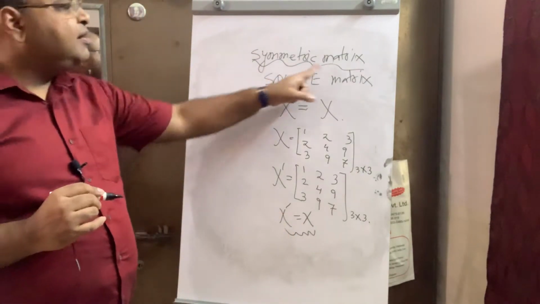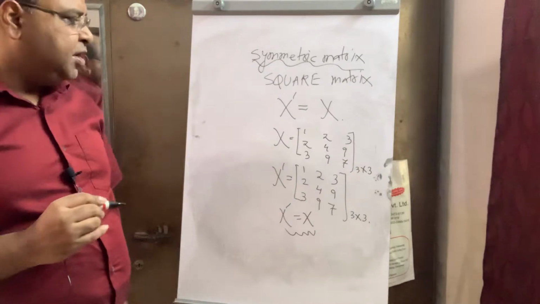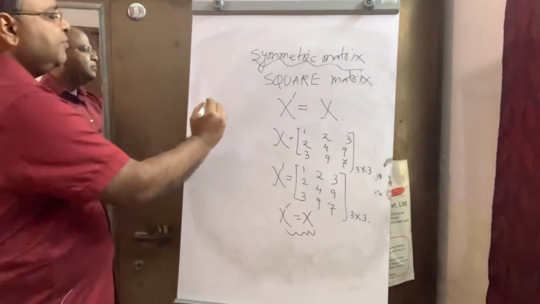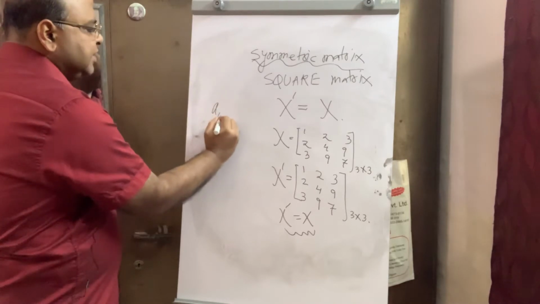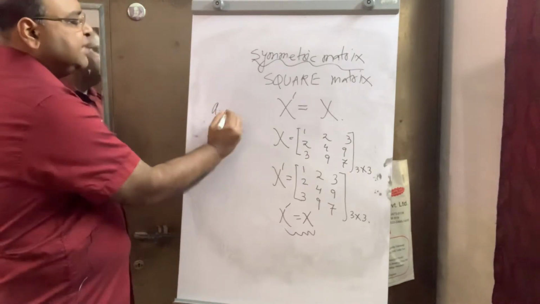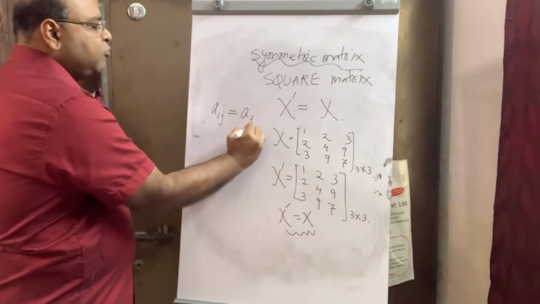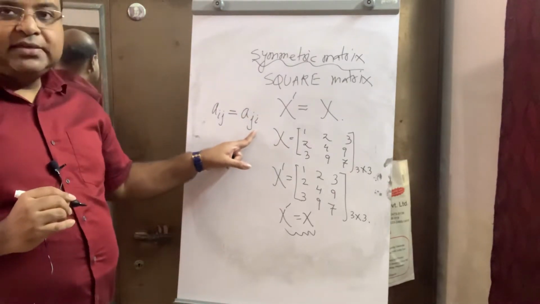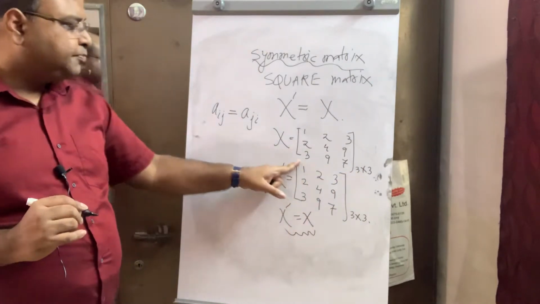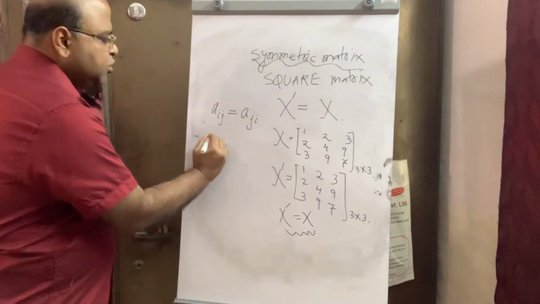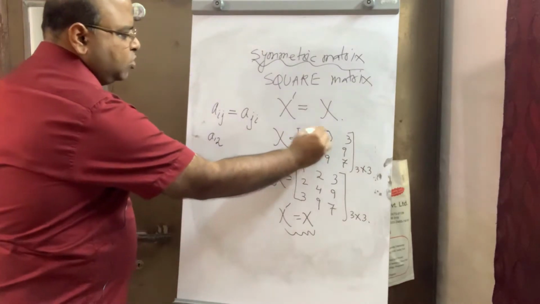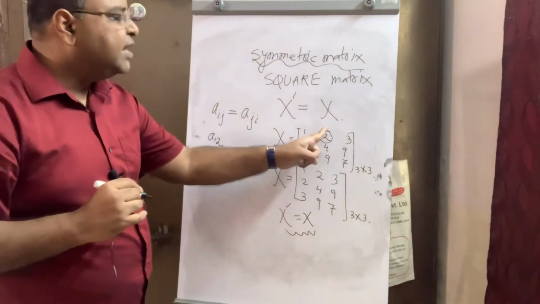And for such a symmetric matrix, we have a very important property about the positioning coordinate of these elements, that is given by Aij, the element belonging to the ith row and jth column, shall always be equal to Aji, the element belonging to the jth row and ith column. As you can see the symmetry here, for A12 of the matrix X, that is the element belonging to first row and second column.